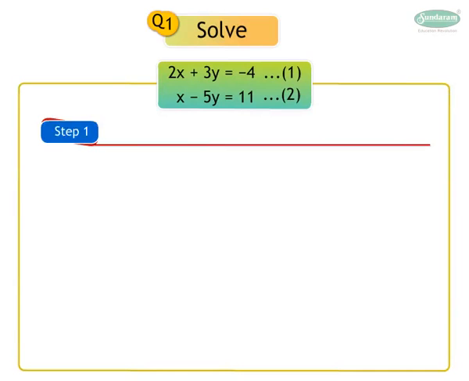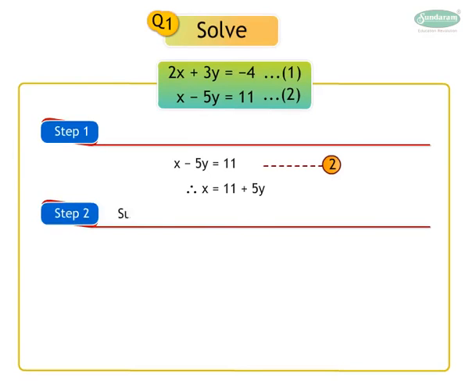Step 1. In this method, we express x in terms of y using any equation. We can also express y in terms of x. We then use this value in the second equation and solve it like a linear equation. Since equation 2 is simple, we get x = 11 + 5y.